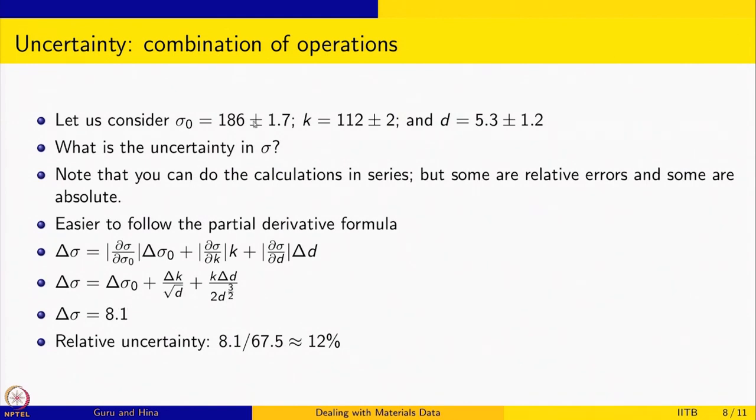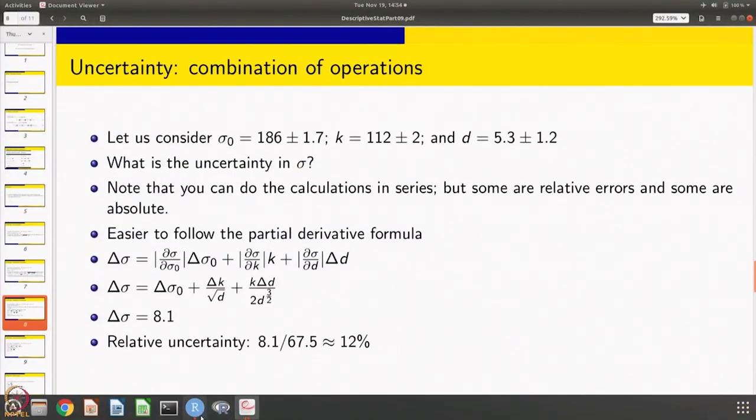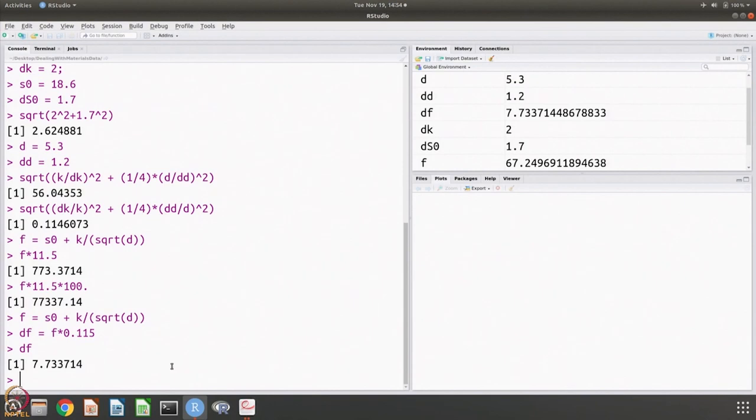We know that this is 1.7, for example, and we know that this is 2 divided by square root of 5.3, and this is, for example, 112 multiplied by 1.2 divided by 2, 5.3 to the power 3 by 2. So we can evaluate this quantity. So let us do that and find out how much is the error.